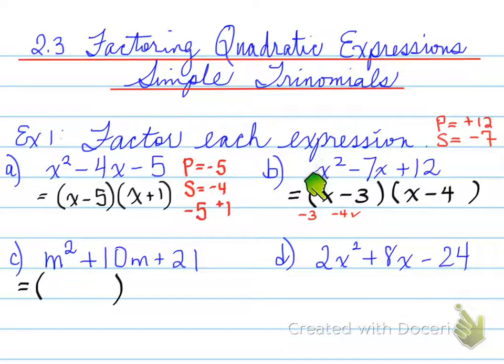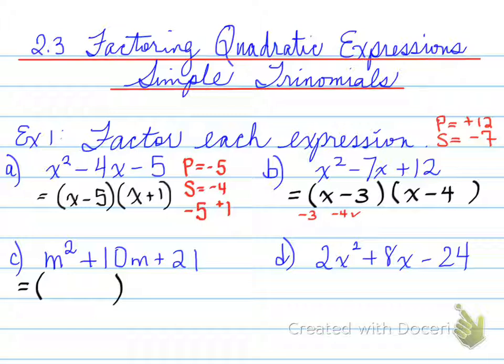Because again, the outside is -4x and the inside is -3x. That gives us -7. And when I multiply the last numbers, that gives us +12. When I multiply the first numbers, that gives us x squared. Okay, moving forwards, let's look at the next one.